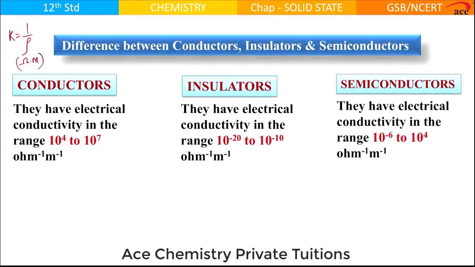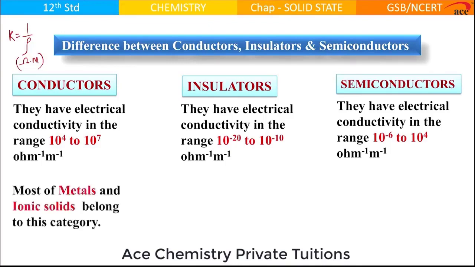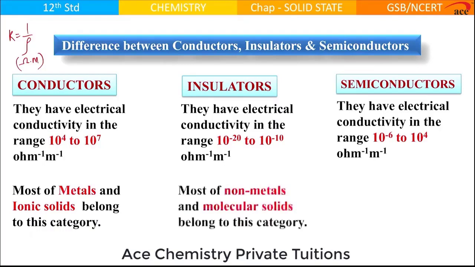Semiconductors have a value of electrical conductivity K in a moderate range, 10 to the power minus 4 to 10 to the power plus 4 ohm inverse meter inverse, then they are called semiconductors, right. We are all aware most of the metals, whether you say silver, gold, iron, copper, they are all conductors. Even ionic solids in molten condition are good conductors. Insulators that immediately come to our mind: wood, plastic, rubber, okay.